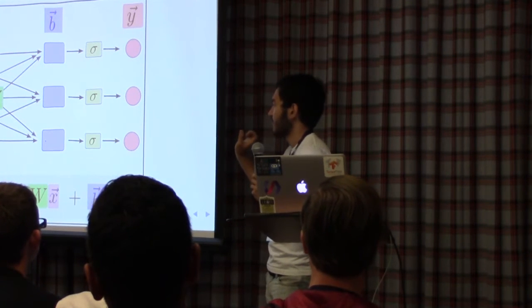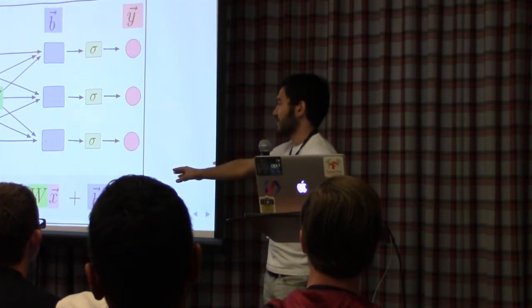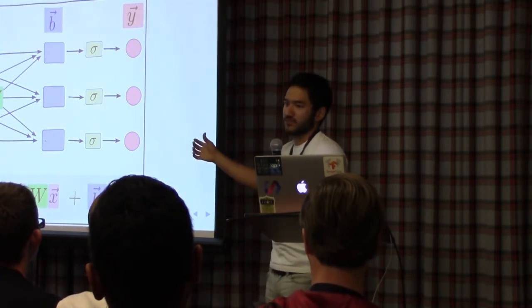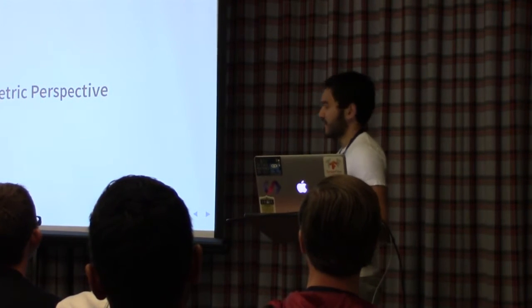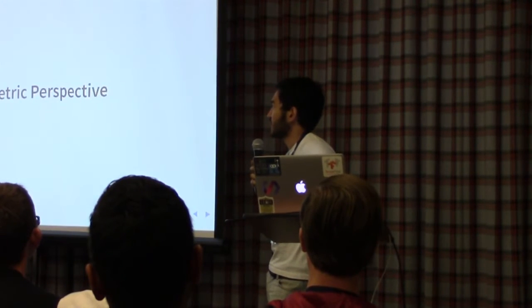is we're going to have some input data. We're going to multiply it by a matrix. We're going to add another vector. And then we're going to apply a nonlinear transformation to that. We can look at that not as abstract algebra, but as geometry.